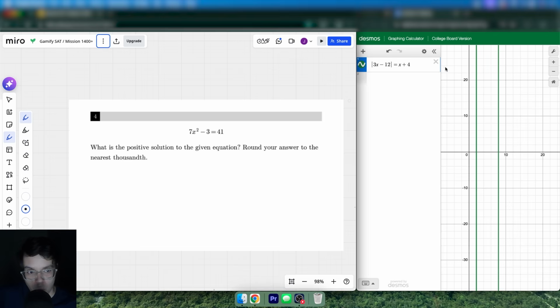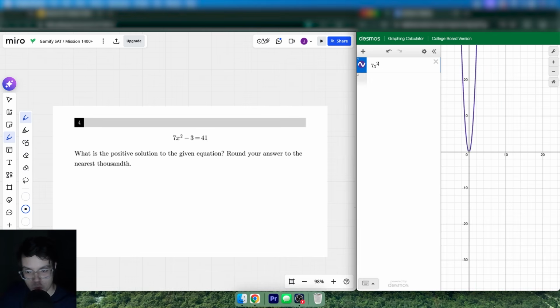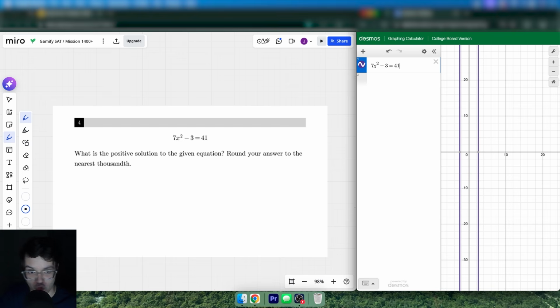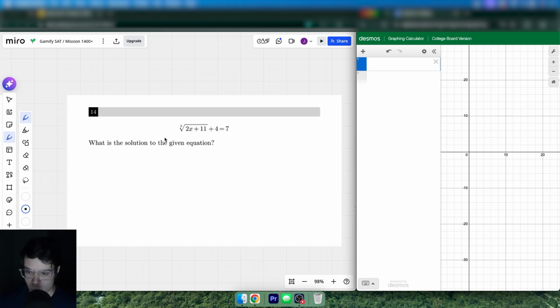This one, what is the nearest positive solution to the given equation? So I can just type here 7x squared minus 3 is equal to 41. And we see for this here, they're saying the positive solution, this one would be negative. So therefore the answer is this 2.507 number, and it says nearest thousandth. So I can just write here 2.507. This one, what is the solution to the given equation? I can just go ahead and type that.